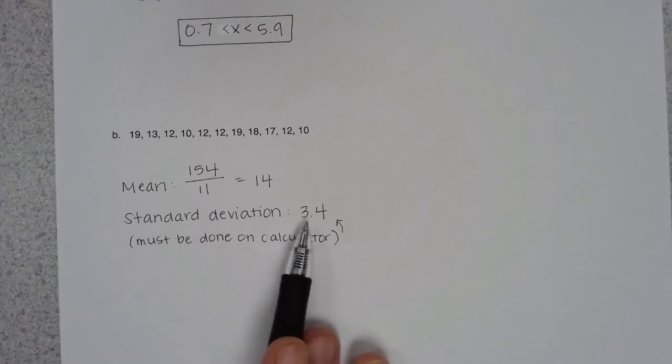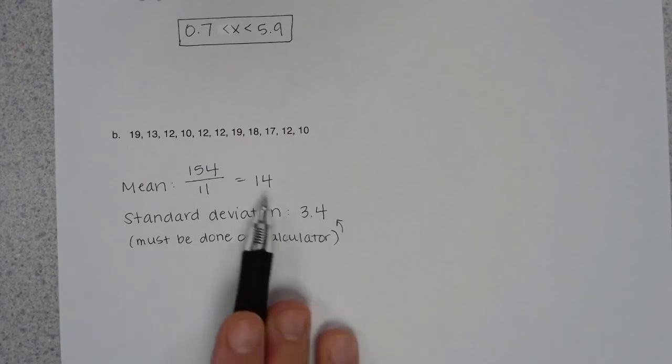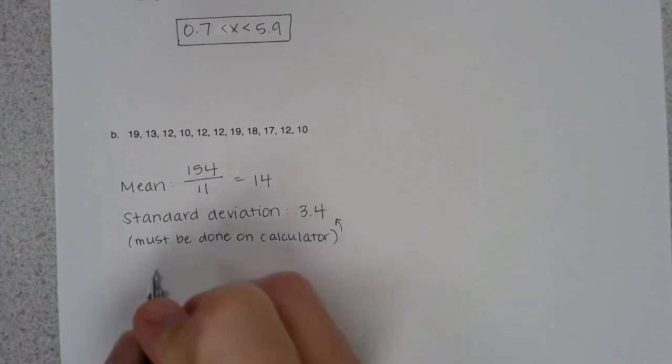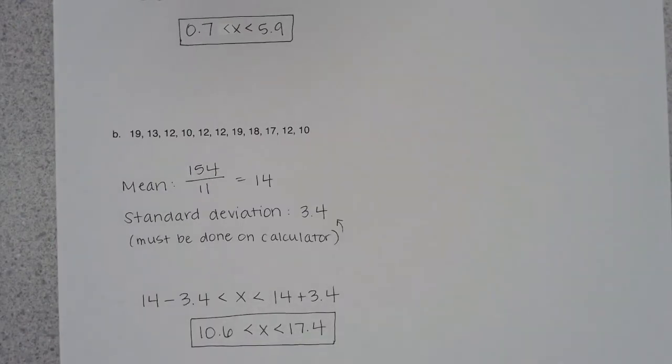So for the data that are within 1 standard deviation from the mean, I'm going to take the mean and subtract the 3.4, and then I'll take the mean and add the 3.4. And so for this one, I'll get that the numbers that fall within 1 standard deviation from the mean are the numbers between 10.6 and 17.4.